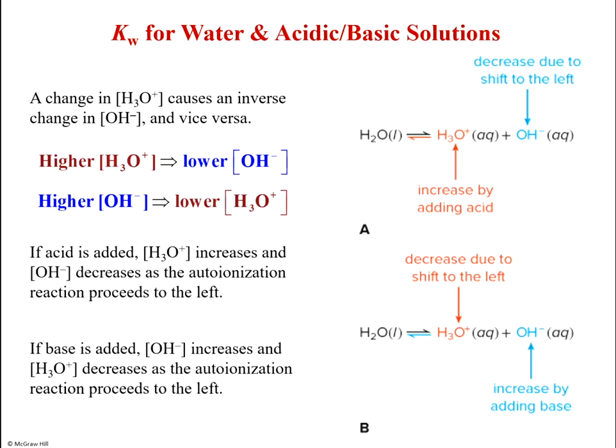And if we add acid, we see what happens. Likewise, if we add base, we see what happens. The hydronium hydroxide concentration product is constant. If one goes up, the other goes down.